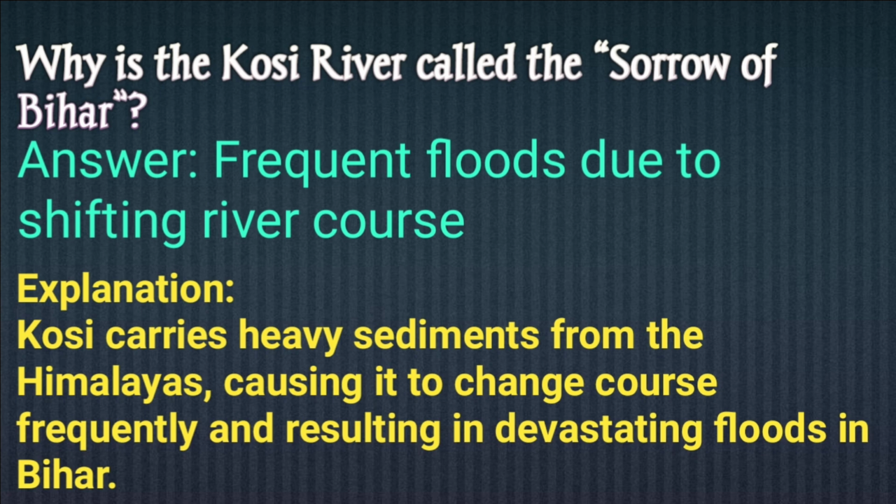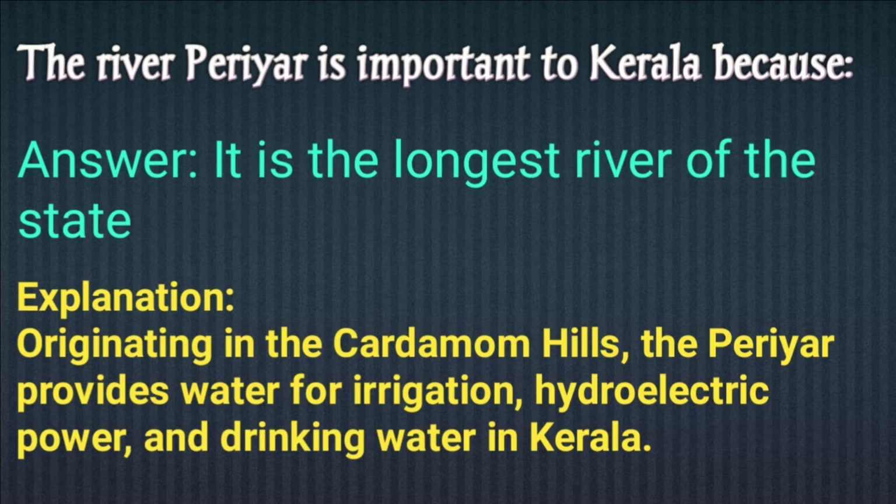Why is the Kosi River called the Sorrow of Bihar? Answer: Frequent floods due to shifting river course. Explanation: Kosi carries heavy sediments from the Himalayas, causing it to change course frequently and resulting in devastating floods in Bihar.